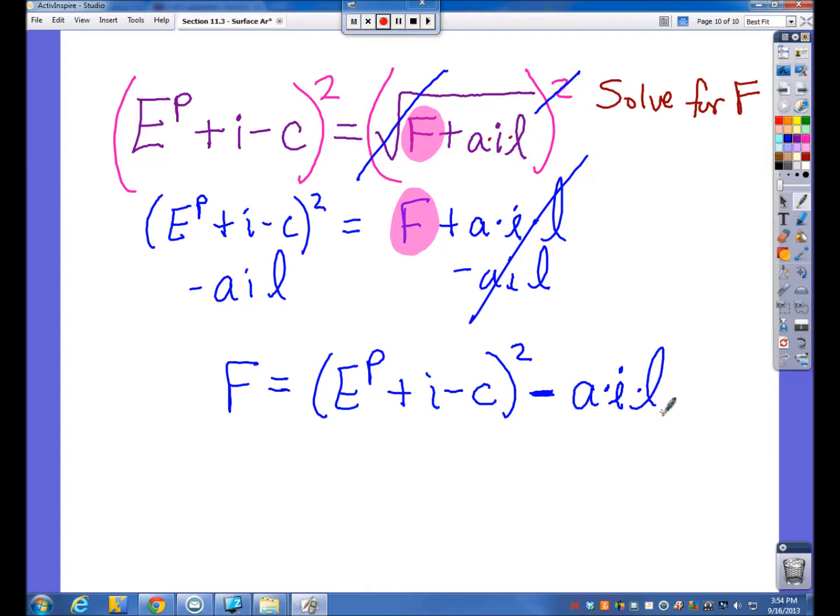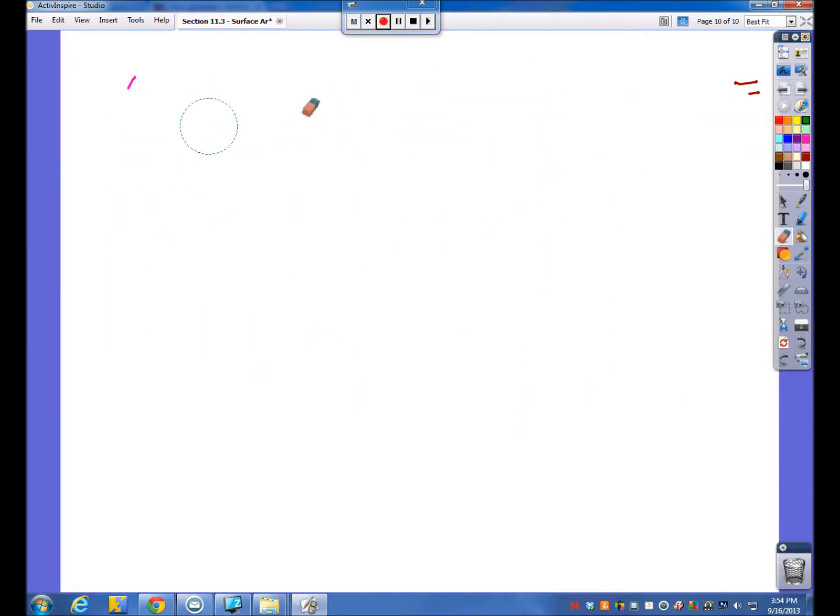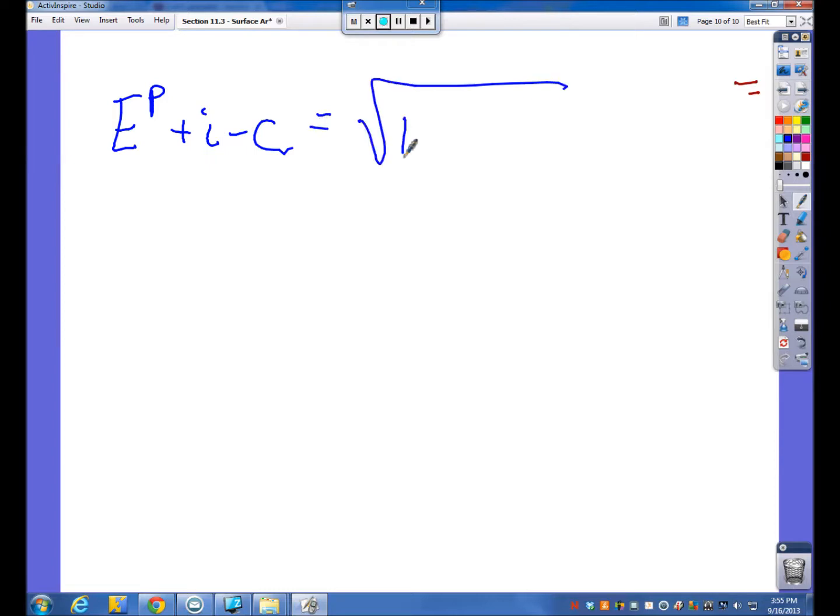So that's one example. Okay, so let's try another one real quick here. Let's pick another variable to solve for. Let's see if I can remember what all that was now. We had E to the p plus I minus c equals the square root of F plus AIL. Okay, let's pick something else that's not going to be too terribly crazy tricky to solve for. Let's do c. Let's solve for c. Let's get c all by itself.